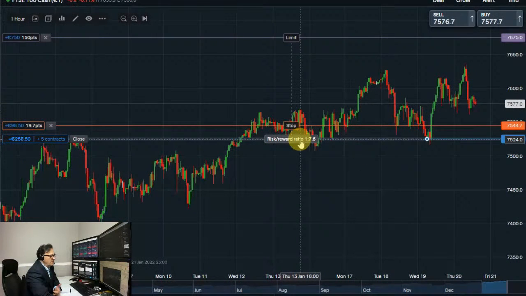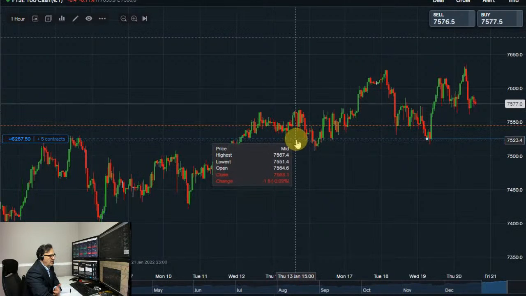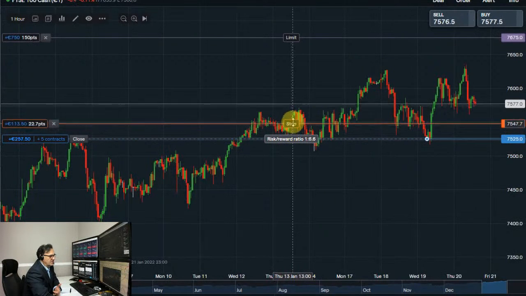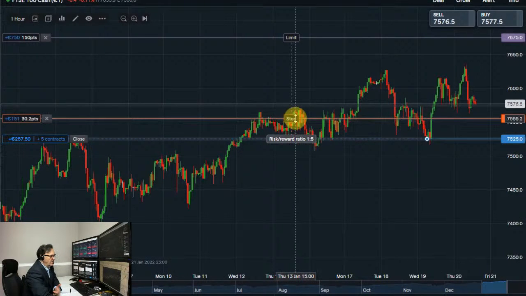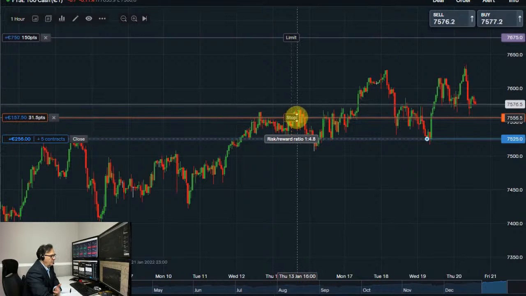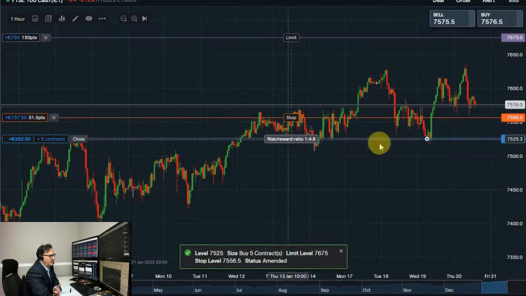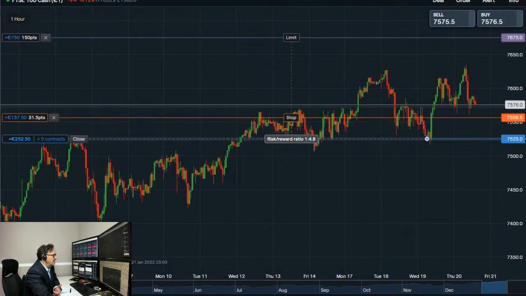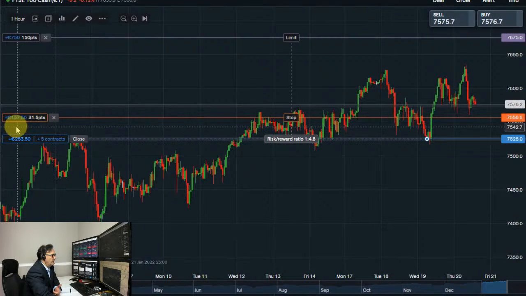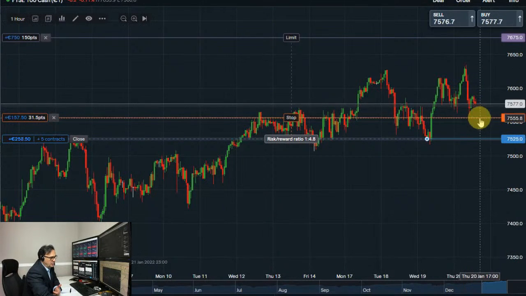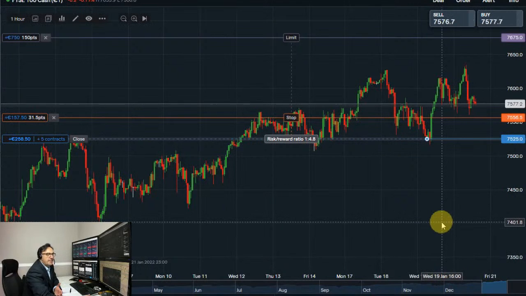So what I want to do with this particular trade is move my stop loss slightly higher to lock in a little bit more profit in here. 75.56, about 31 points away from where I got in, and I'm locking this in just in case I see a push lower and a dip lower. I want to get out.